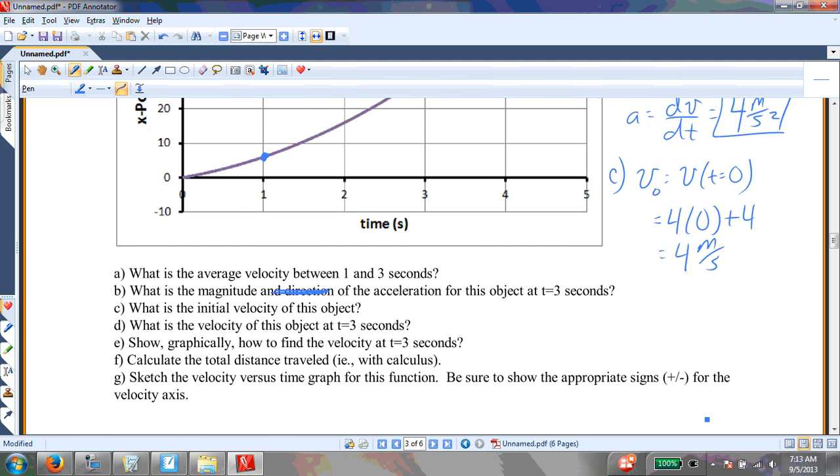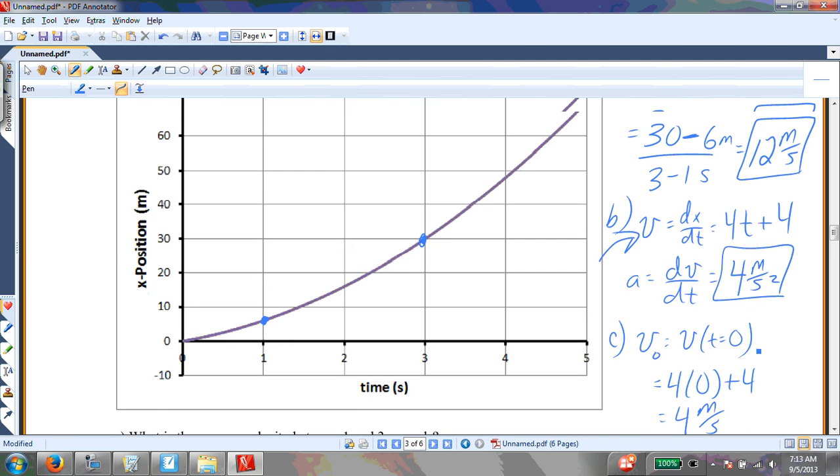Alright, what is the velocity of this object at t equals 3 seconds? Very similar. I just say v equals 4 times 3 plus 4. It's going to be 16 meters per second. And I want you to show graphically how to find that velocity at t equals 3 seconds.